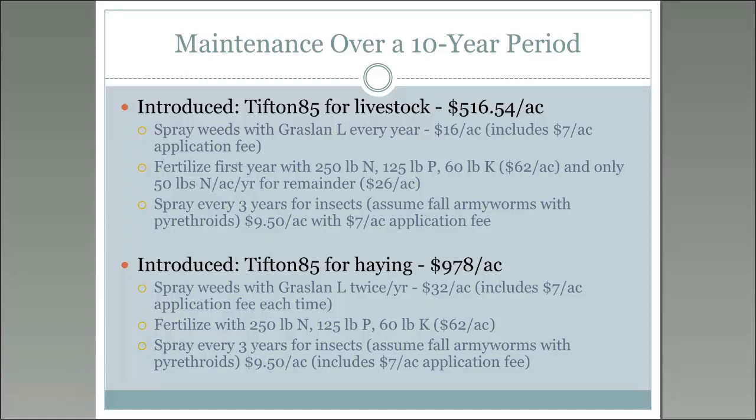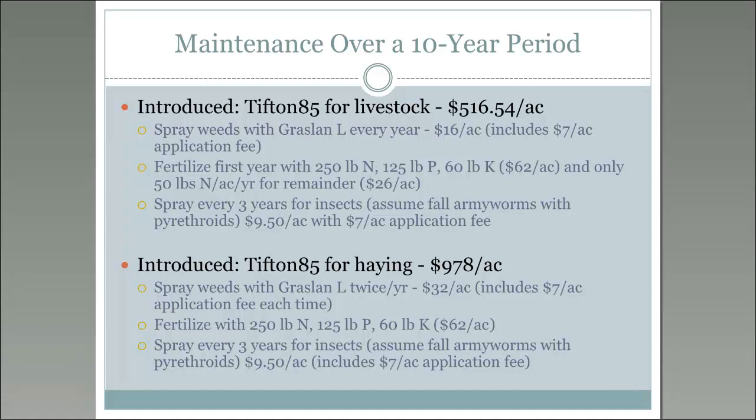And then we went ahead and put in to spray every 3 years for insects. If you're hoping to get high production off of your Bermuda grass, that's not unheard of. And our entomologist helped me out and said, typically people are, if they're spraying a Tifton field, it would be for fall armyworms with a pyrethroid, and that would cost $9.50 per acre with the $7 per acre application fee. So the chemical itself is super cheap. And again, we assumed every 3 years. So for an introduced Tifton field, the maintenance was $516 over the 10-year period per acre.